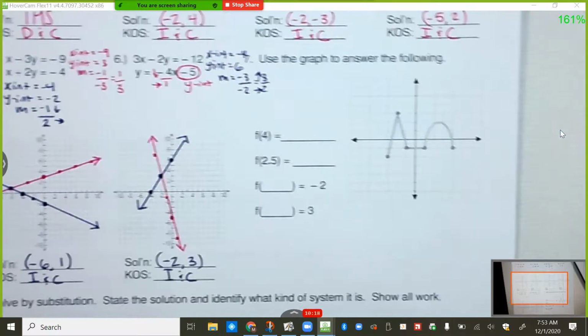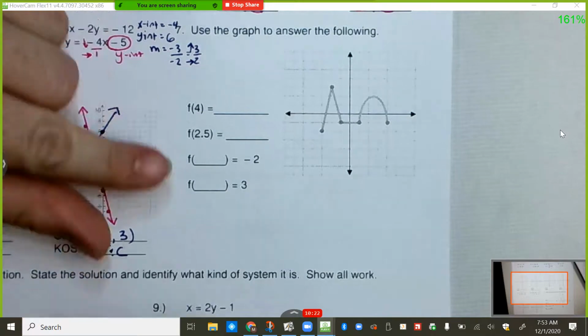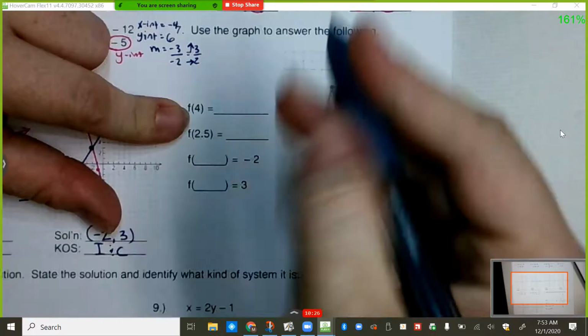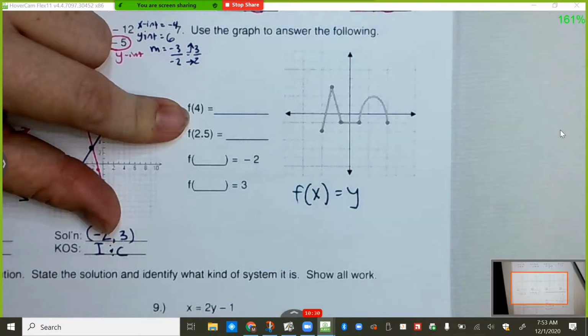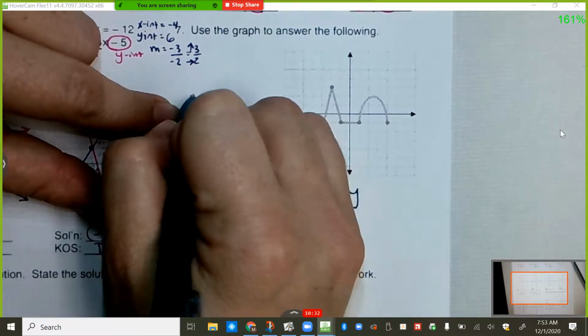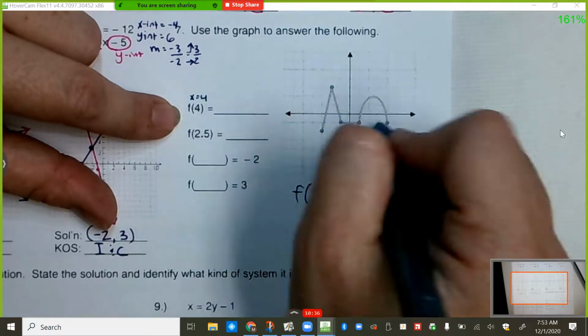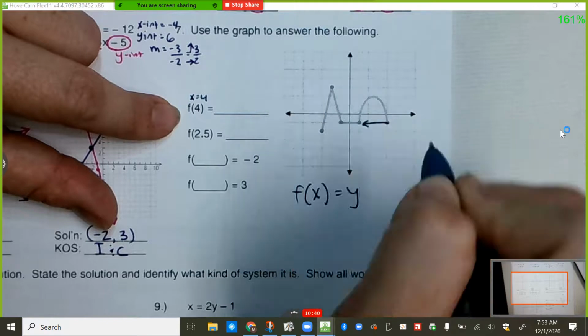Now, number 7 is a little different. It's graphed, and it's asking you to find points. So I want you to remember that f of x equals y. So this is my x equals 4, and it's looking for y. So on my x-axis at 4, I go down, and I see there's a point at a height of -1.